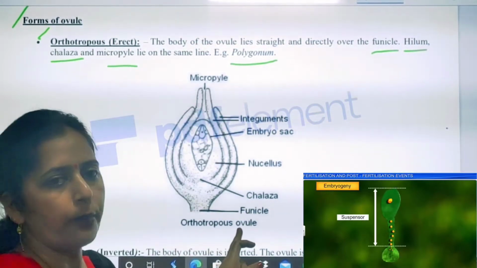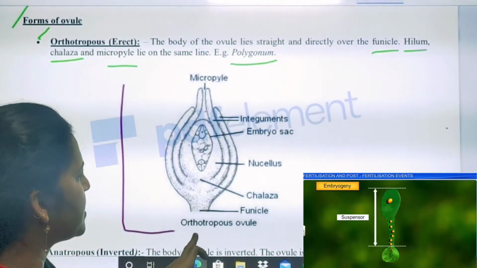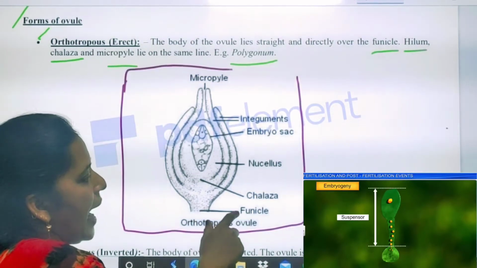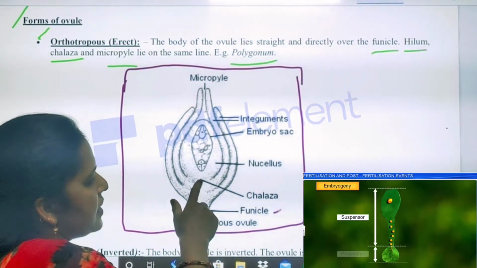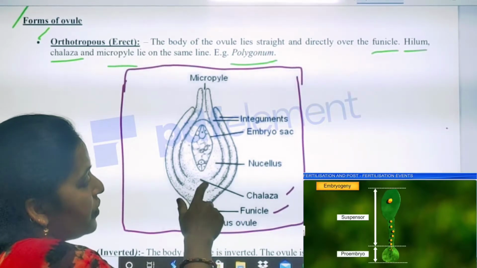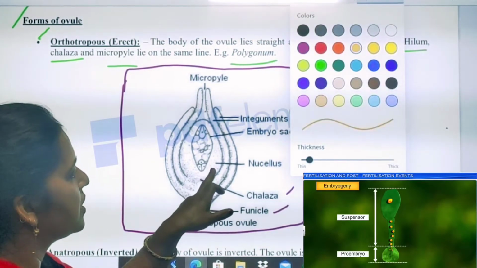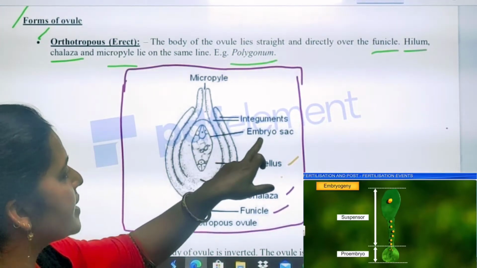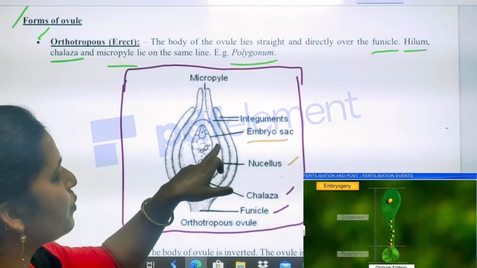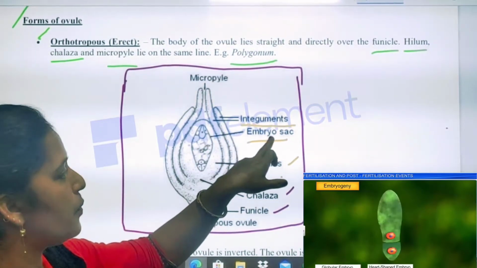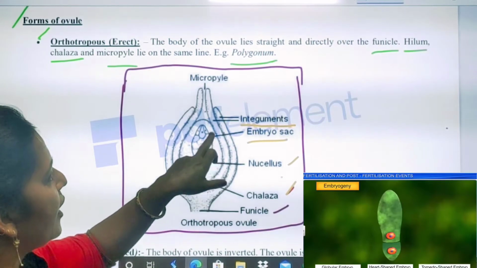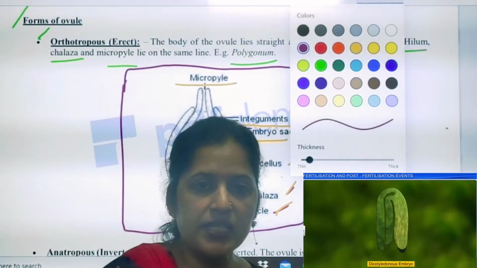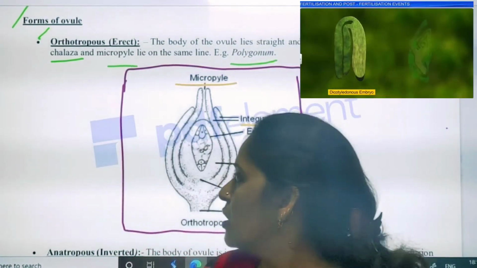This is the orthotropous ovule. This is a diagrammatic representation of the orthotropous ovule. At the base there is the funicle, and after the funicle this is the chalaza, and after the chalaza this is the nucellus part. In the nucellus, the innermost is the embryo sac, and outside the embryo sac there are integuments, and on the upper side this is the micropyle. So this is the diagrammatic representation of the orthotropous ovule.